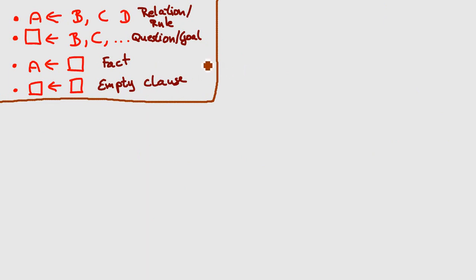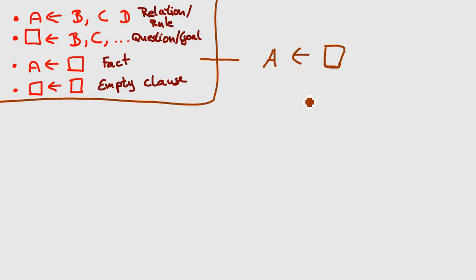Let's start with, I think, the easiest one. Okay, this is the easiest one. It's an empty clause because it's empty on the right and empty on the left. Let's forget about this. Let's start with this one. It says, if you have nothing on the right side, it will be A. So basically it says, it's always A.